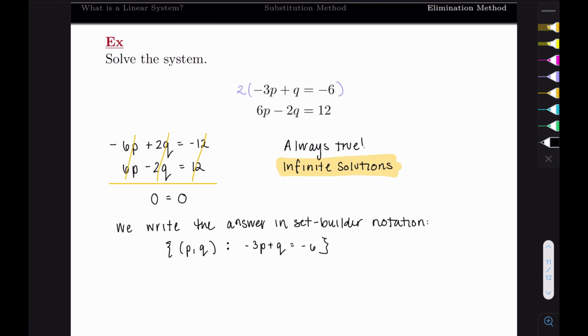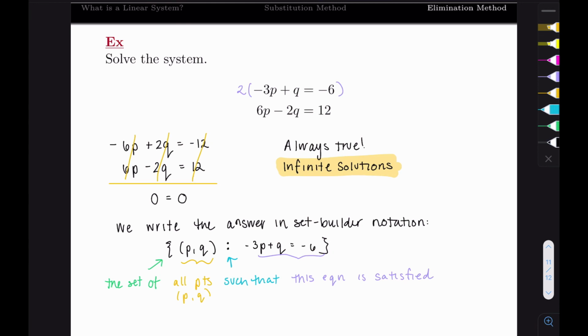So the way we actually read this is, again, those braces indicate that this is the set of P and Q values, so all points P and Q. The colon means such that. And then this last piece is whatever conditions you need to hold. So it is the set of points P and Q such that this equation is satisfied. Okay. So it's still restricted to just points that are on the line.